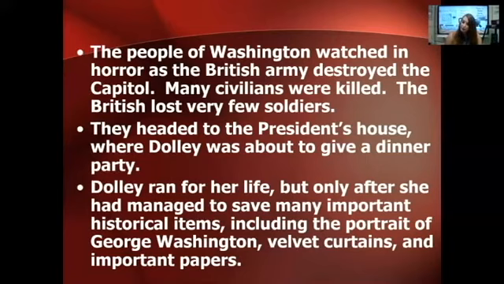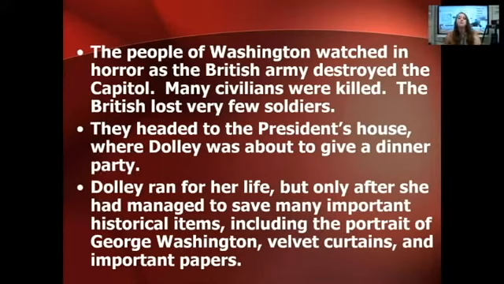When they were headed to the president's house at that time, when Dolly received word that they were on their way, she was actually preparing to give a dinner party. Because back in that time period, there weren't exactly text messages like, hey, you need to get out, the British are coming. No, it's none of that. Sometimes it took a minute for the word to get to where you were, and the fight could have been going on over here, and she might not have known about it.